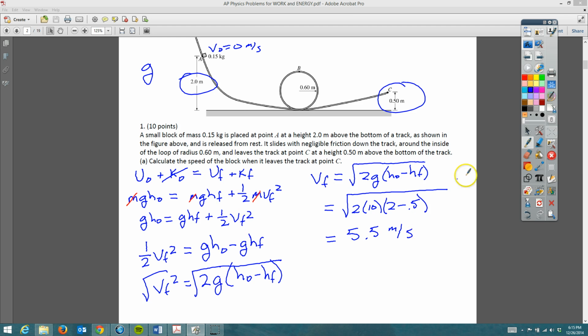So all that work, unfortunately, is only worth 2 points. You really get 1 point for using the conservation of energy equation, so that would probably be either of these. Then going through, plugging it all in, and getting the correct answer. So this mess here, where you plug it in, would be another point. So those are your 2 points.